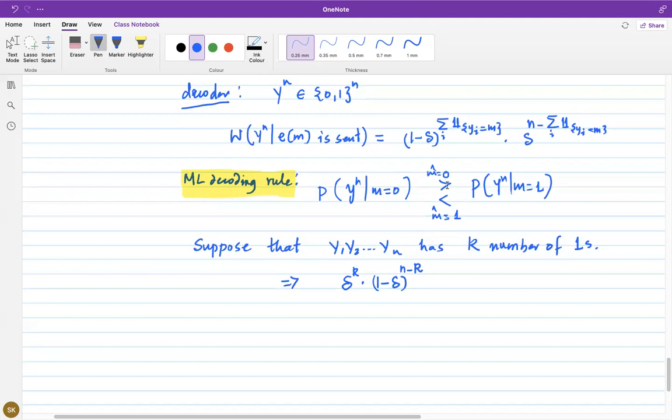Okay, and the decision rules remain the same. So if this is more than the other guy, you assign it to be 0. If not, then you assign it to be 1. Now you write the other guy.